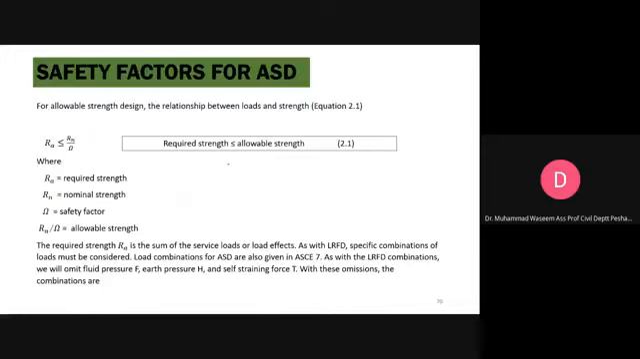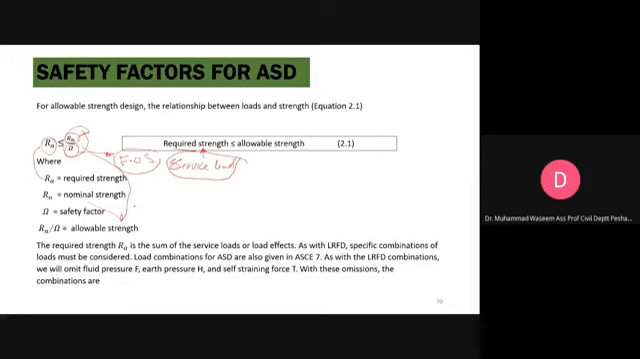Now, when we look at the safety factors for allowable strength design, we discussed that the required strength should be less than the allowable strength. Rn is the nominal strength, and you will see this notation, which represents the factor of safety. When you divide the theoretical strength by the factor of safety, this as a whole is called the allowable strength. The required strength comes out from the effects of the service loads, so we add the service loads to get the required strength.